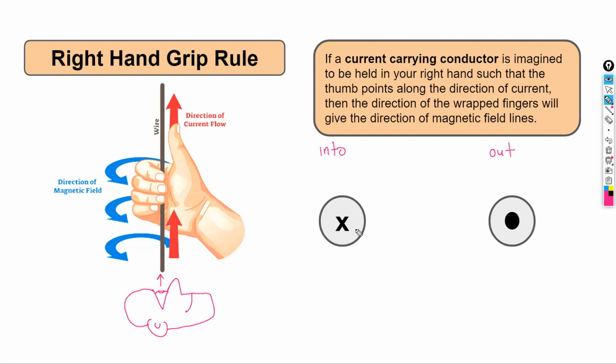I want you to use the right-hand grip rule. Pretend this is a piece of wire. Grip it with your right hand and let your thumb point into the paper and tell me which direction the magnetic field will be flowing. Will it be flowing anti-clockwise or will it be flowing clockwise? Reason it out, right? Pretend this is a long piece of wire going into the screen, and the current flowing into the screen as well.